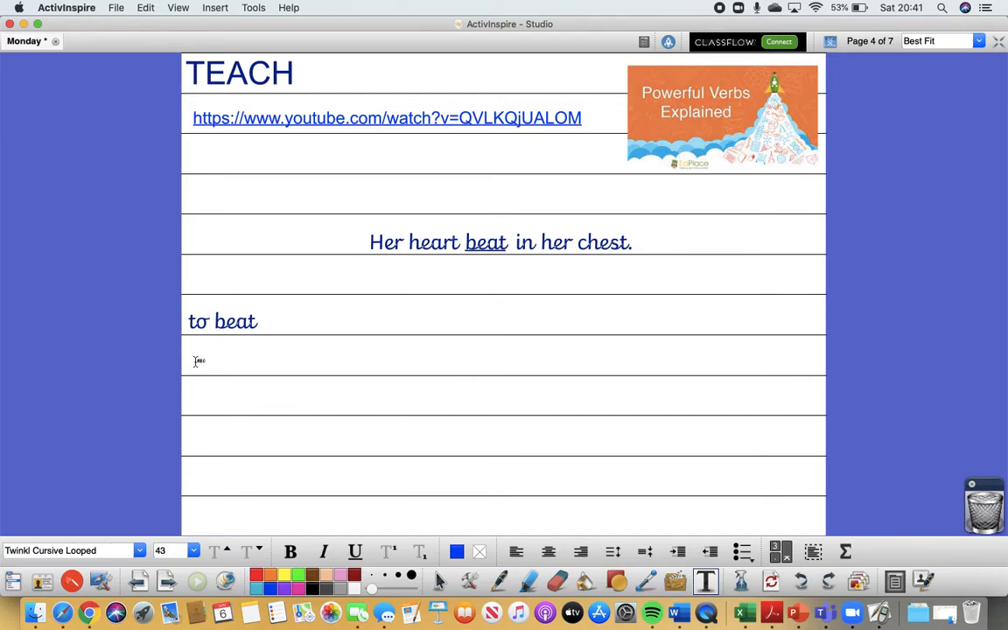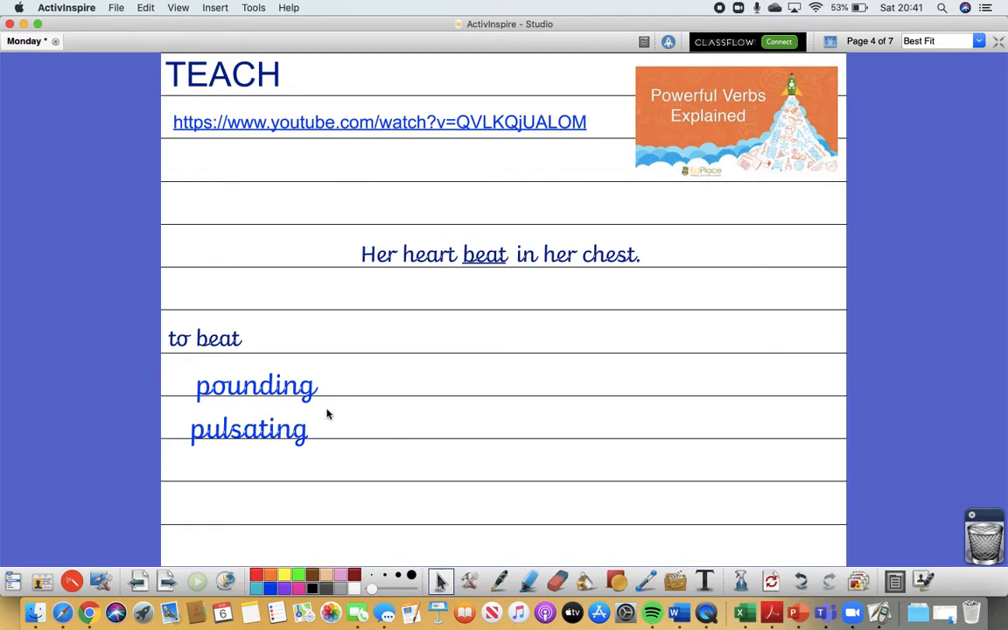So think of the word to beat. What other word could we use? Brilliant, you're right. We can use the word pound, because the word beat is similar to the word pounding. So like when your heart is pounding, your heart could be beating, your heart could be pounding. Your heart could be pulsating. Okay, so these are powerful verbs.